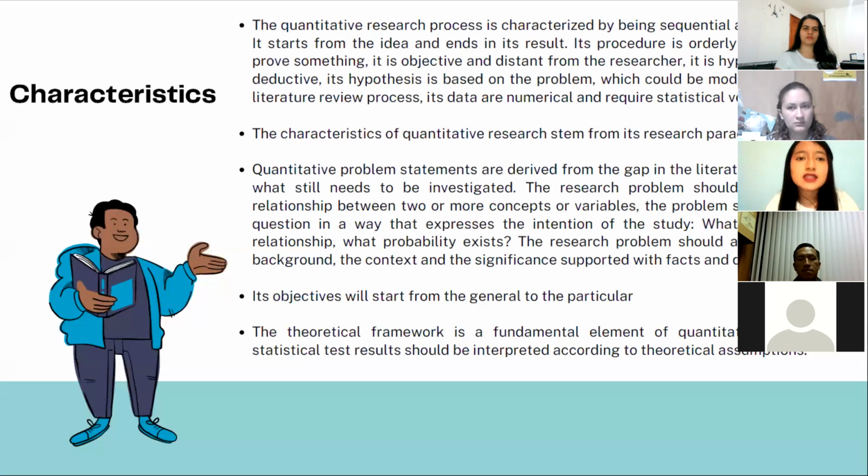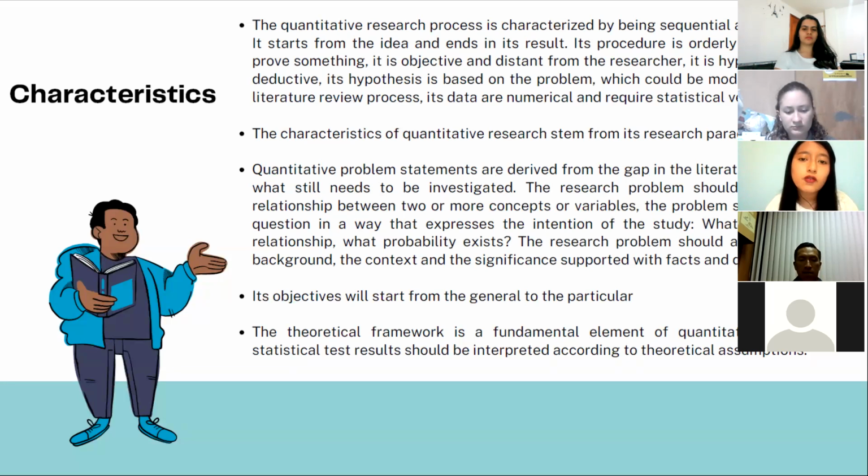Characteristics. The quantitative research process is characterized by being sequential and evidential. It starts from the idea and ends with its result. Its procedure is orderly and seeks to prove something. It is objective and distant from the researcher. It is hypothetical and deductive. Its hypothesis is based on the problem, which could be modified after the literature review process. Its data are numerical and require statistical verification.